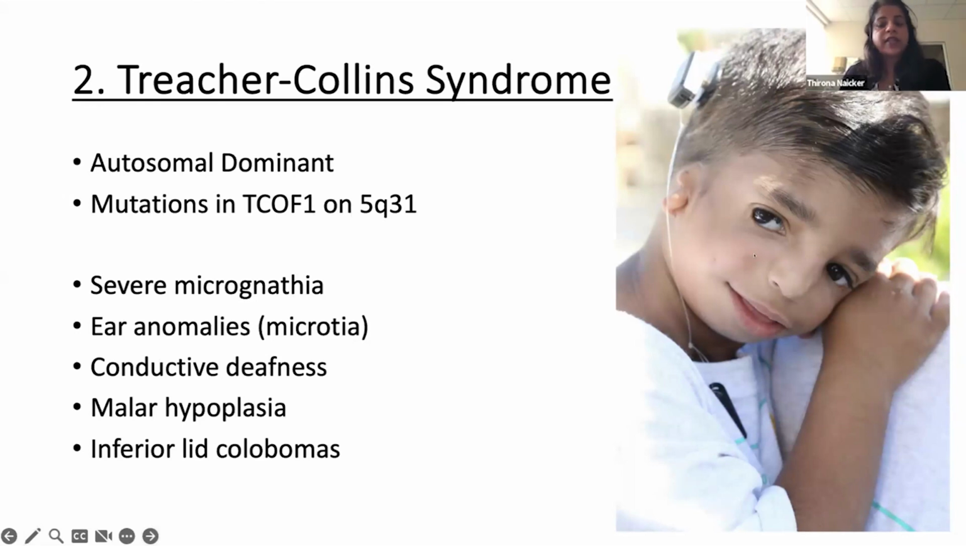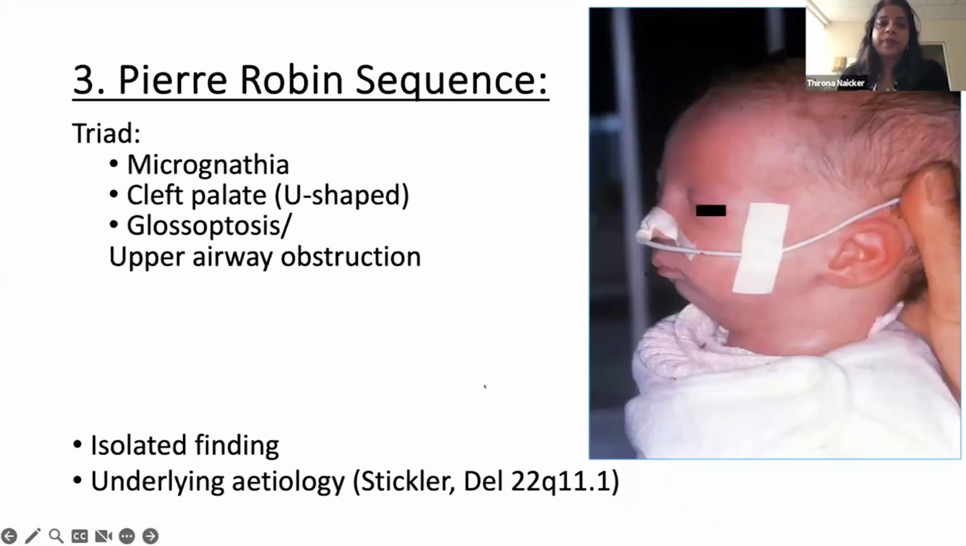This part of the face, you have malar hypoplasia, so there's flattening of the cheek areas, and at the lower eyelid, you get what we call inferior lid colobomas, or these little cuts that occur, and that's often a clue for Treacher Collins syndrome.